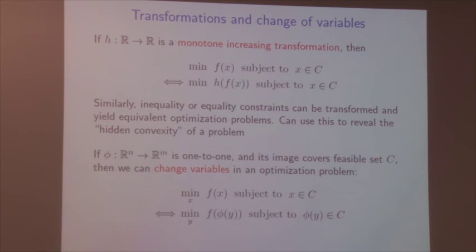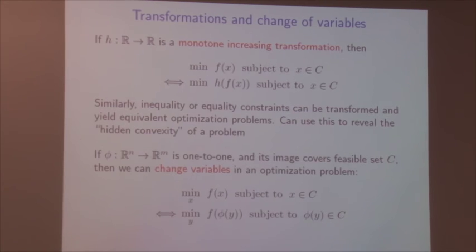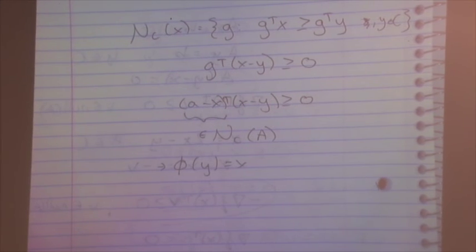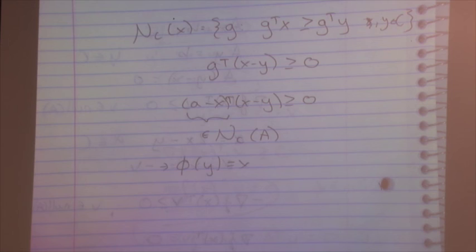This is something that maybe doesn't seem super useful now, maybe seems more trouble than it's worth, but will appear usefully later. If I have a phi, and the image of phi is going to cover my feasible set, then I can replace every instance of x. For every x, I can find a y such that phi of y equals x. That's basically what that statement is saying. Then I can replace x in my convex optimization problem with phi of y, and it's still the same problem.